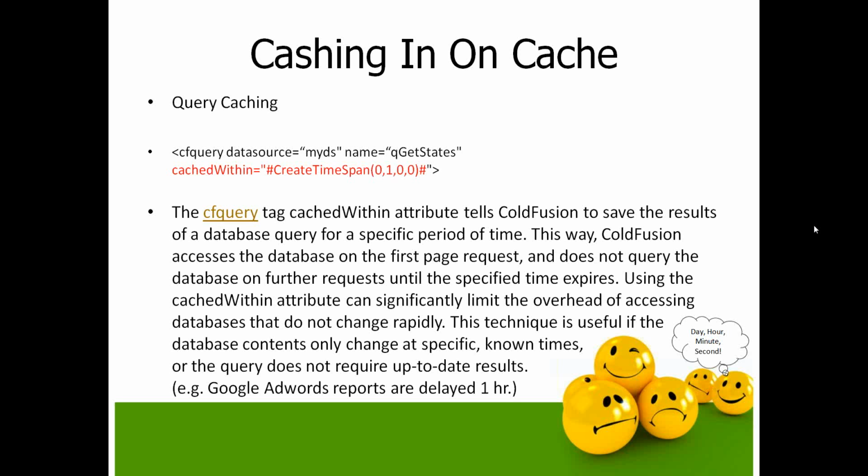Google AdWords reports are delayed by an hour, for example, and the reason they do that is because they have to process a lot of data, so they have giant servers. They still delay by an hour so that they can query that data the first time it's called for you, and then show you that same data for the next hour until the next query is called. So that's basically what they're doing. It's the same thing there.